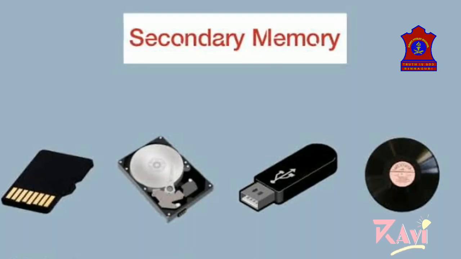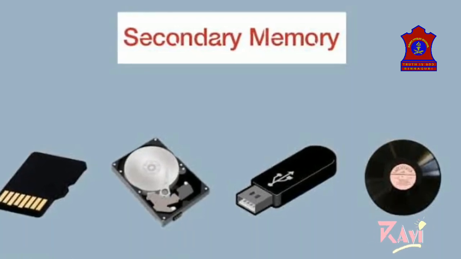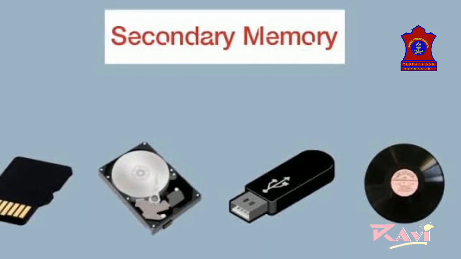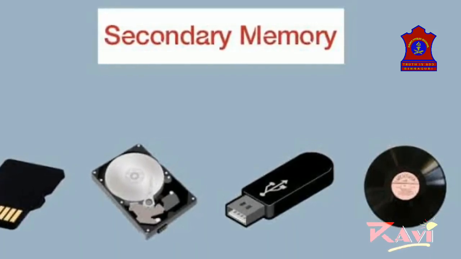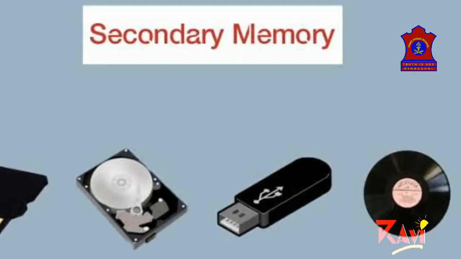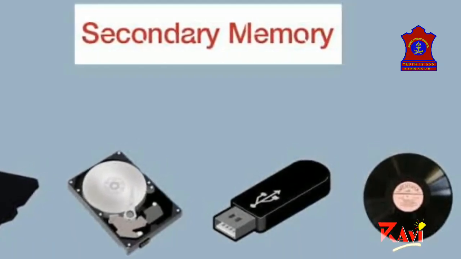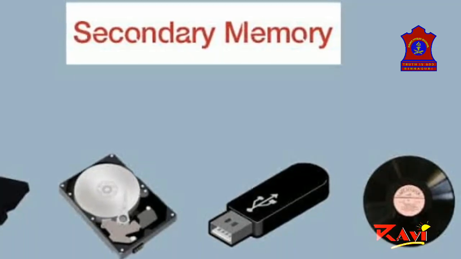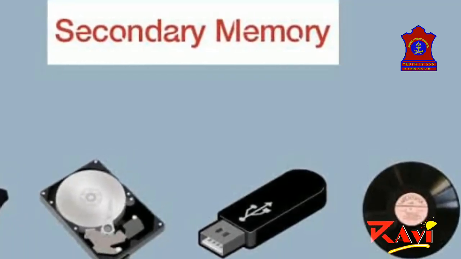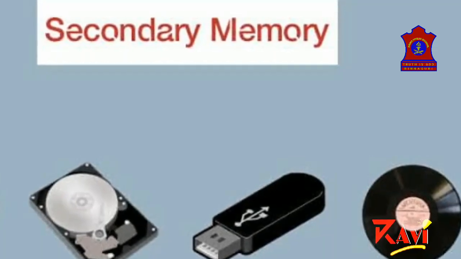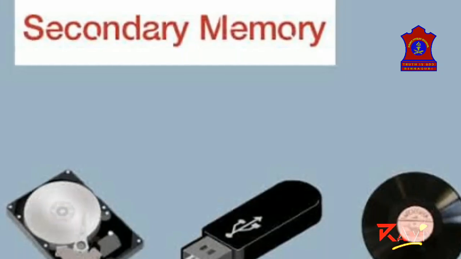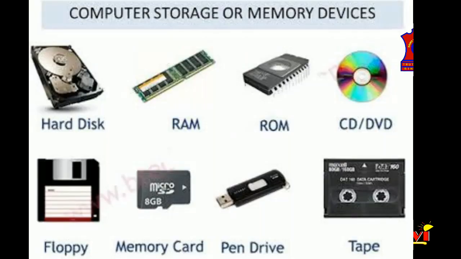Now let's move to secondary memory. You know that primary memory can store data and instructions temporarily. To overcome the limitations of primary memory, the secondary memory is used, which can store the data and information permanently. A secondary memory is also called external memory. Let's learn more about secondary memory.